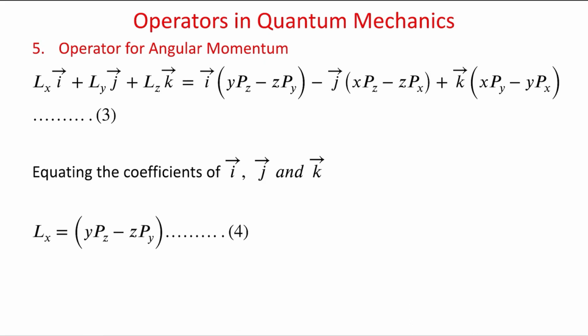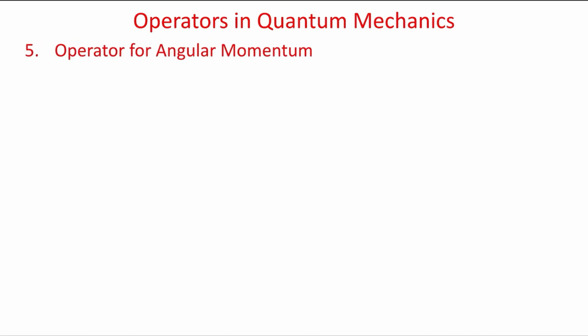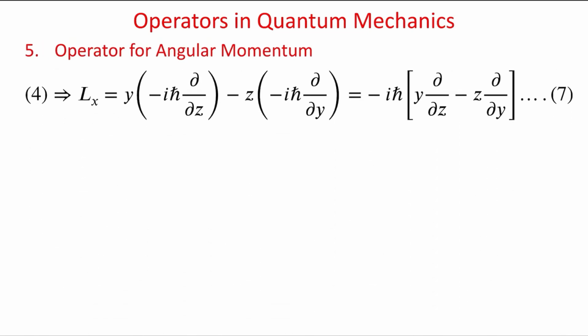Now equating the coefficients of i, j, k on both sides, we get 3 equations. Lx is equal to y pz minus z py. This is equation 4, and it gives the x component of angular momentum. The y component of angular momentum, Ly, is equal to minus in bracket x pz minus z px. This is equation 5. And equation 6 gives the z component of angular momentum as Lz is equal to x py minus y px.